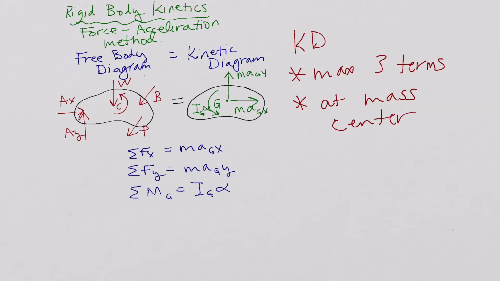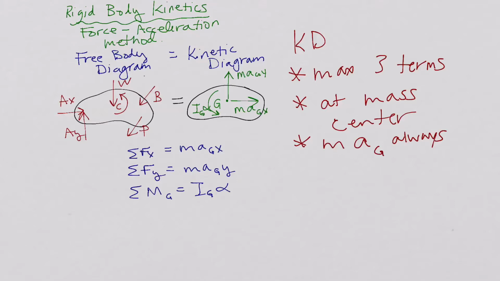It's the mass times the acceleration about G, whether it's in the x or the y direction, always. So for this, it's important, and this is why we did those centroids and stuff, for us to know where the center of gravity is. For the kinetic diagram, it's always about that G, or about that mass center.